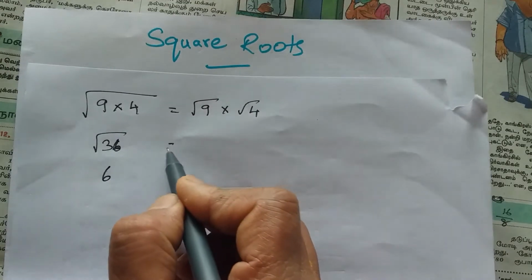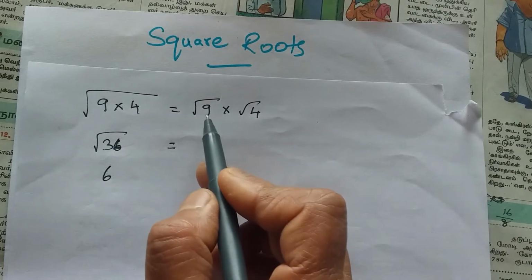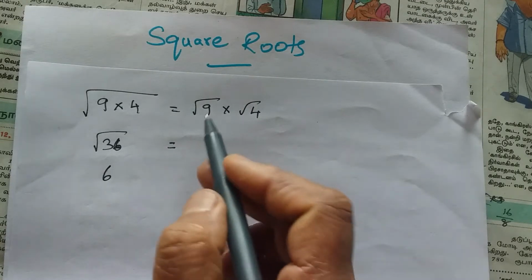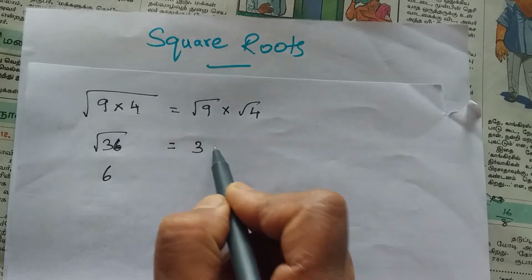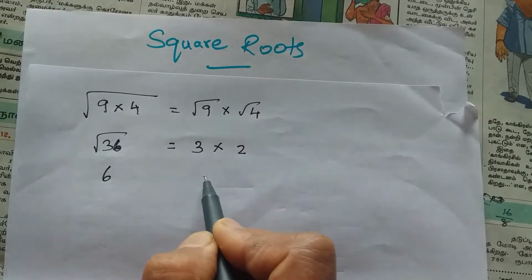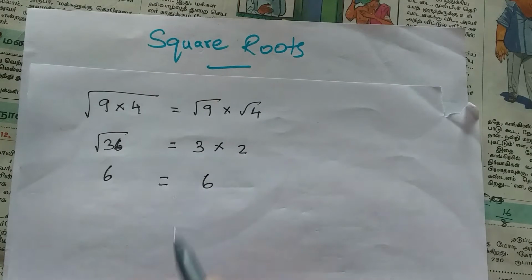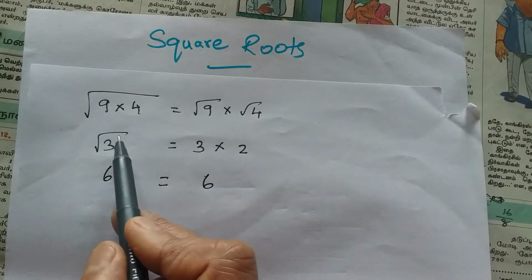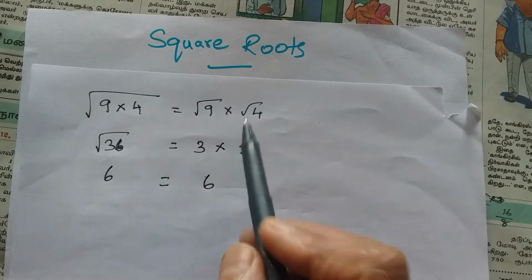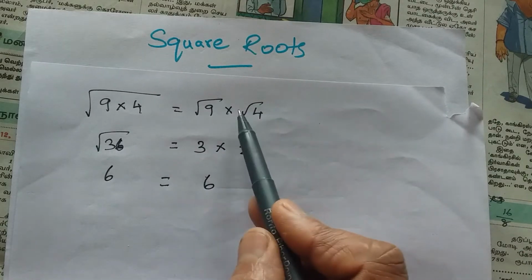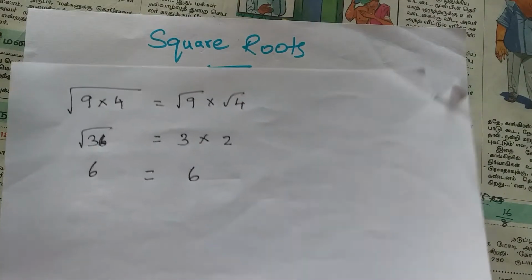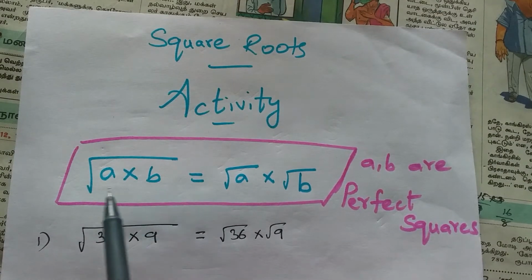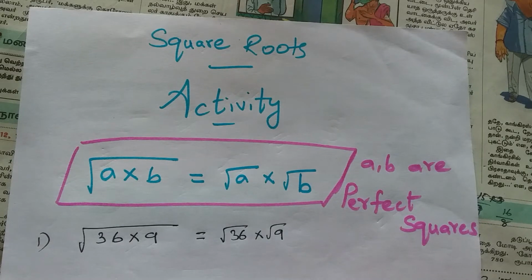Now let us come to the right hand side. What is root of 9? What are we doing here? We are finding the square root and then we are multiplying. Root of 9 is 3. Root of 4 is 2. What is 3 twos? 6. Are they equal? Are we getting both the sides equal? So you multiply the numbers, then find the square root, or you find the square root and then multiply, we get the same answer. That's what this property says: root of a into b equal to root a into root b.